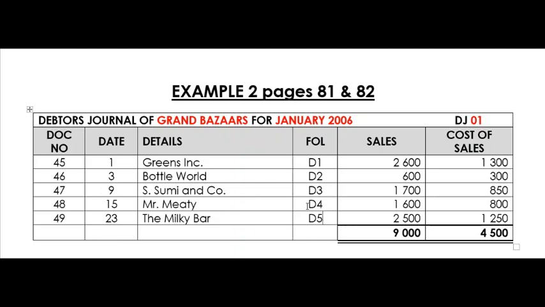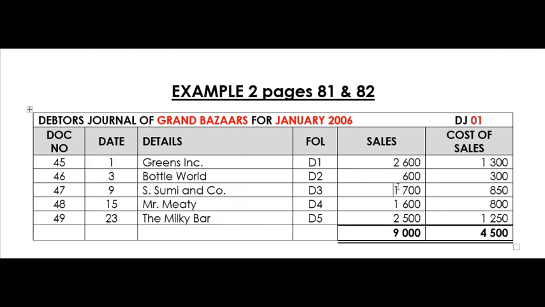What I mean by that is Greens Inc. is actually our debtor number 1. So let's say if Greens Inc. bought something later in the month from us, then you will write debtor number 1 again. So it can happen that the folio says D1, D2, D1, D4, D1, D whatever, because the number is actually associated with the debtor. So please do not think that this will always just go from 1 till 5 or 1 till 3 or whatever.